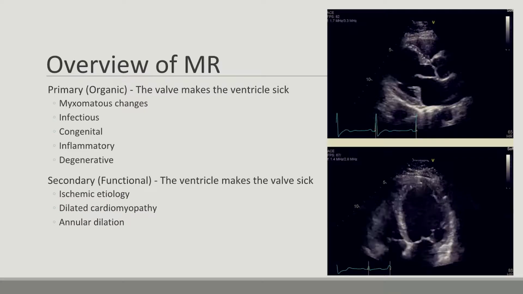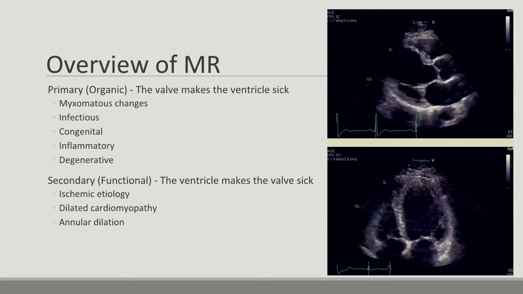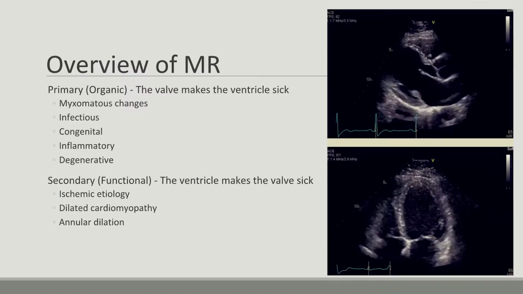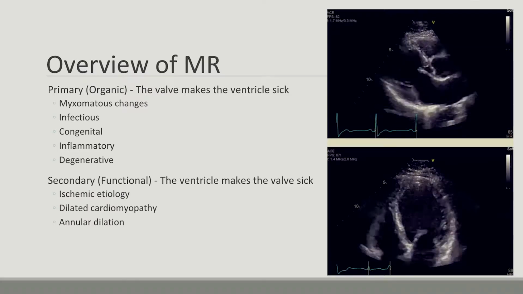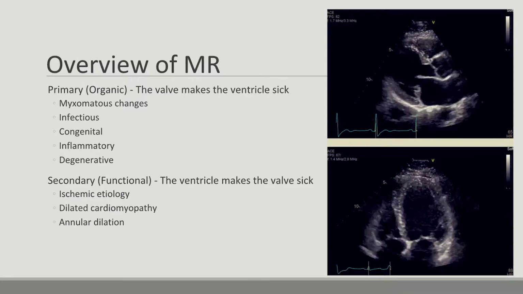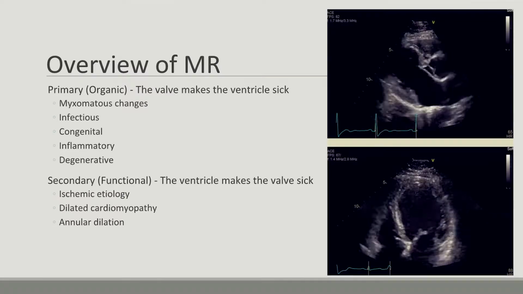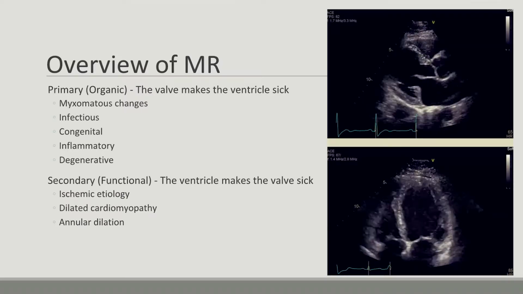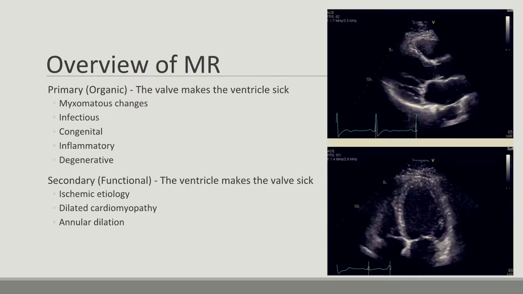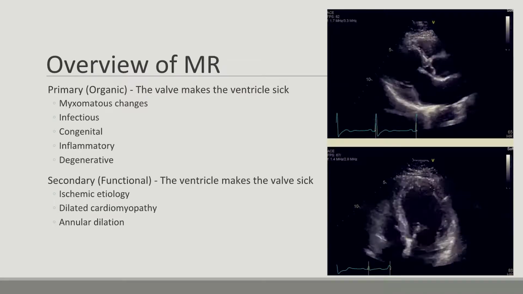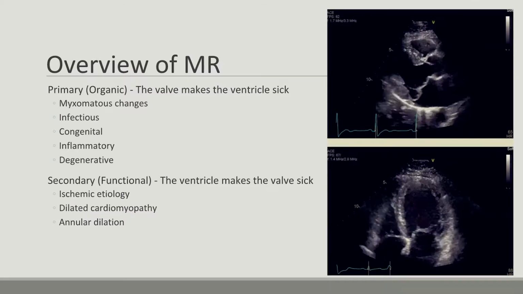These changes in the mitral valve can lead to a sick ventricle. In secondary or functional MR, it's the ventricle that's making the valve sick. This could be from a dilated cardiomyopathy stretching the annulus out, or maybe a tethered leaflet from ischemic heart disease. It's important to identify the mechanism or the reason for the mitral regurgitation to help diagnose and then treat the patient accordingly. But whether it's primary or secondary, as sonographers, we need to know how to show the mitral regurgitation and its associated findings.